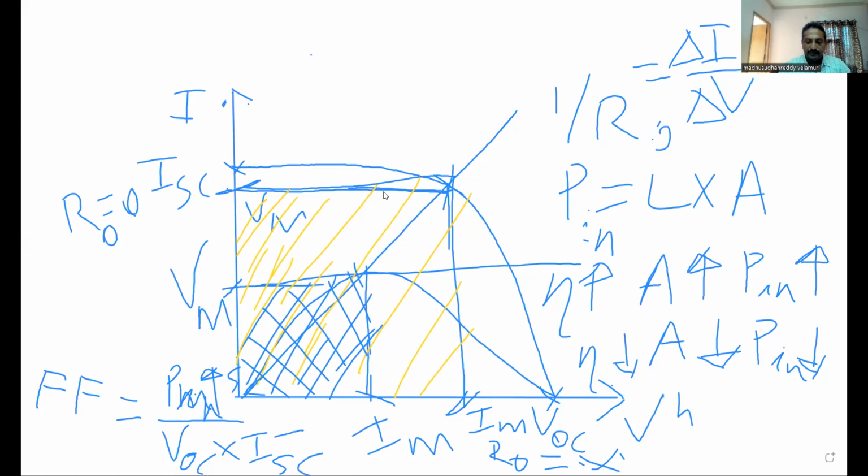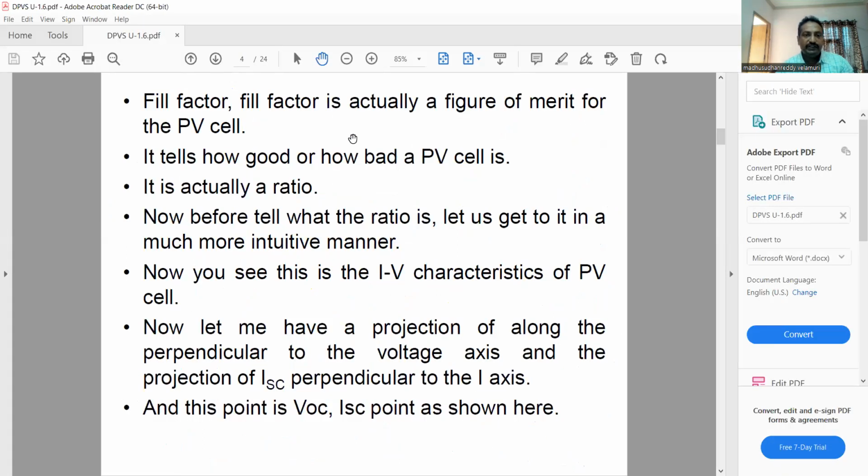So what is the fill factor? Fill factor is actually a figure of merit for the PV cell. Like already you learned in your basic fundamentals, the quality factor of a coil. What is the quality factor? It is the ability of a coil. It is a number. So it tells how good or how bad the PV cell actually is. It is actually a ratio. Before telling what the ratio is, let us get into it in a more initial manner. Now we see the IV curve of a PV cell.